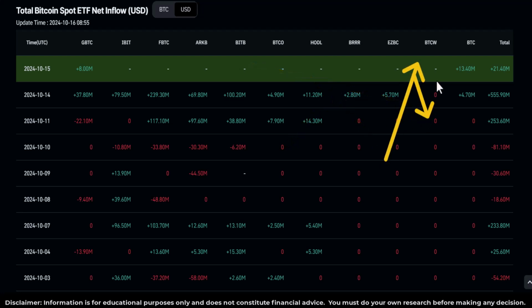That doesn't mean that you should just go all in and more. It just means that you need to be aware of it. In the past 24 hours, we saw about $556 million worth of inflows into the spot Bitcoin ETFs. The day before that, 253. So that's quite a lot of money. And so far today, 21.4 million.